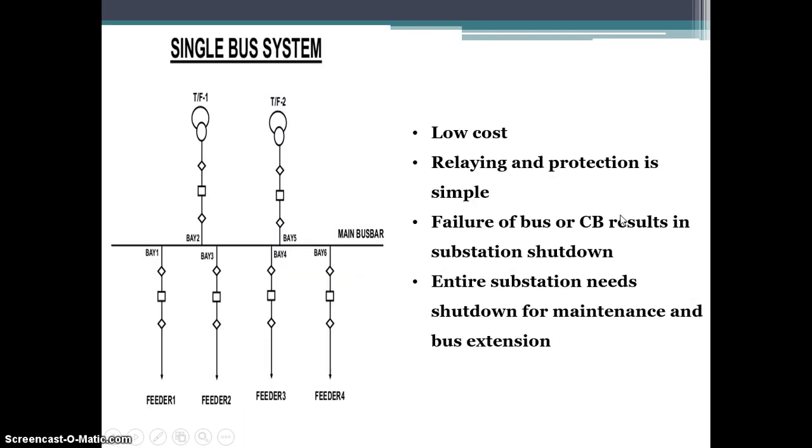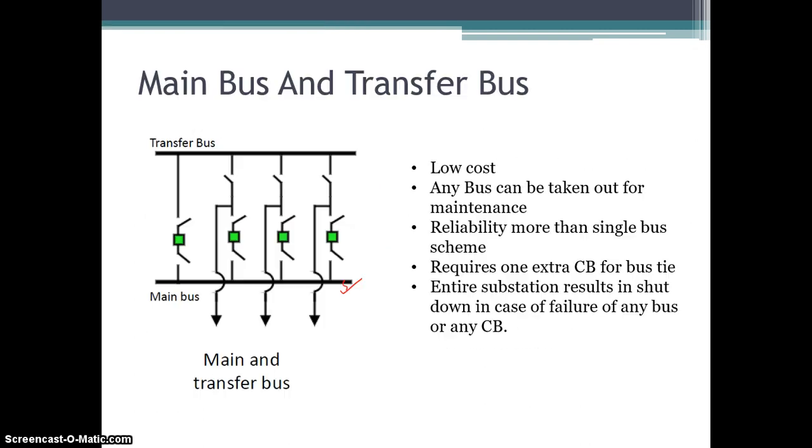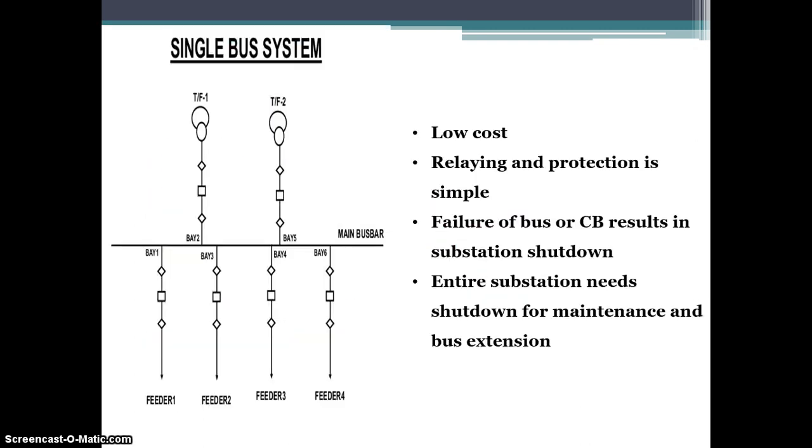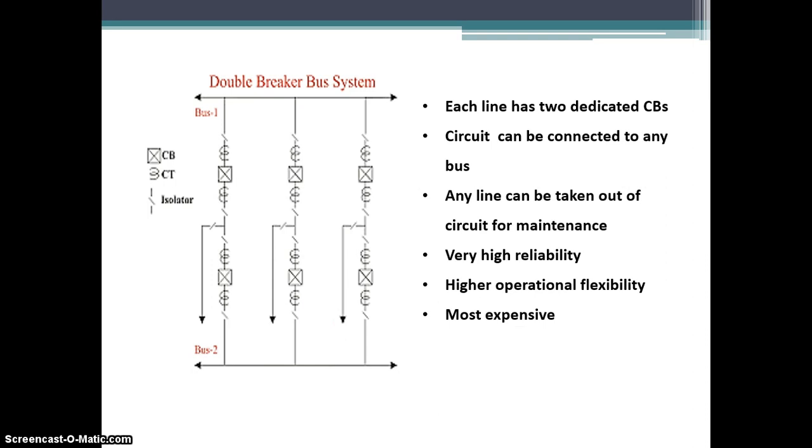So in this way, till now we have seen 3 bus configurations: single bus, single breaker, main bus, transfer bus, and double bus with bypass isolator. Now this is a double bus system, double bus, double breaker type of system. Each line has 2 dedicated CBs, which you can see here. Each bus, this bus and this bus, and each line, that is each feeder, uses 2 circuit breakers here.